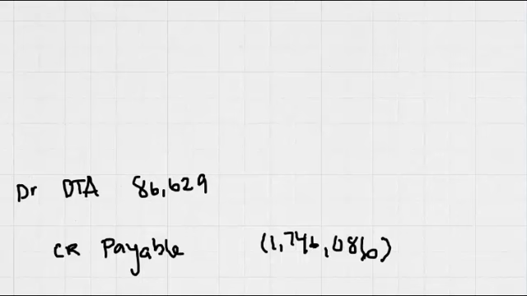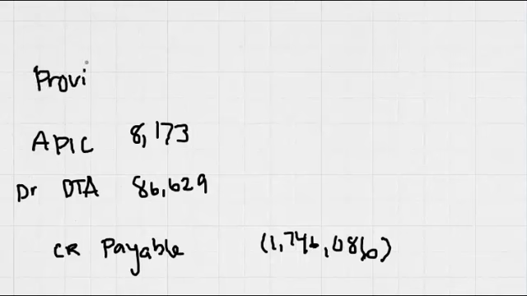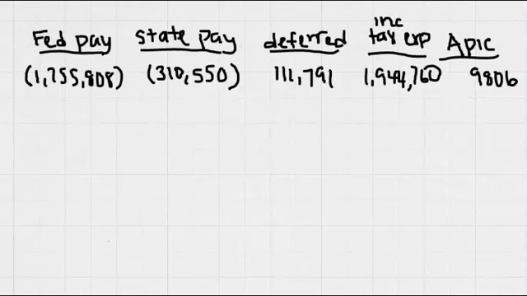So I get 8173 APIC. 8173. And then finally, to balance, we have our provision. Debit 1,651,285. And there it is. Okay, now we're ready to calculate our return to provision entry.